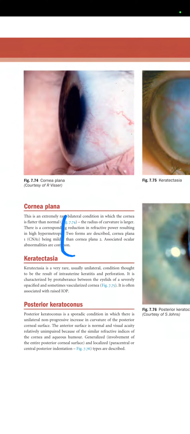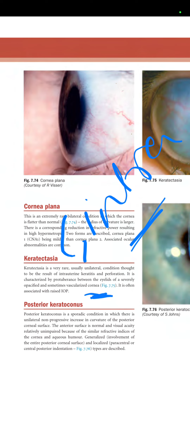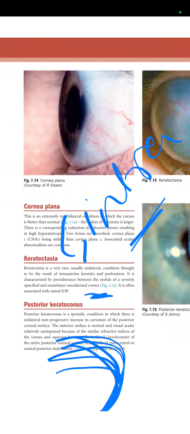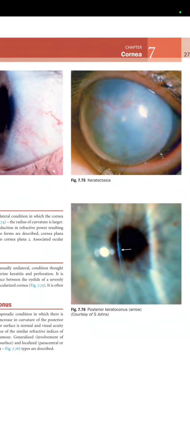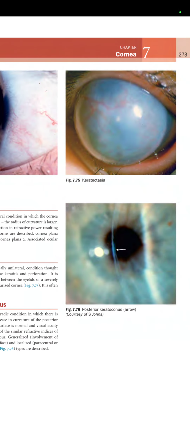So what is happening? Intrauterine, there is an inflammation of the cornea and perforation. It is characterized by the protuberance between the eyelids of a severely opacified and sometimes vascularized cornea. So there will be ectasia of the cornea, which is opaque and vascularized. It is often associated with raised IOP. So you can see figure 7.75 showing the keratectasia.